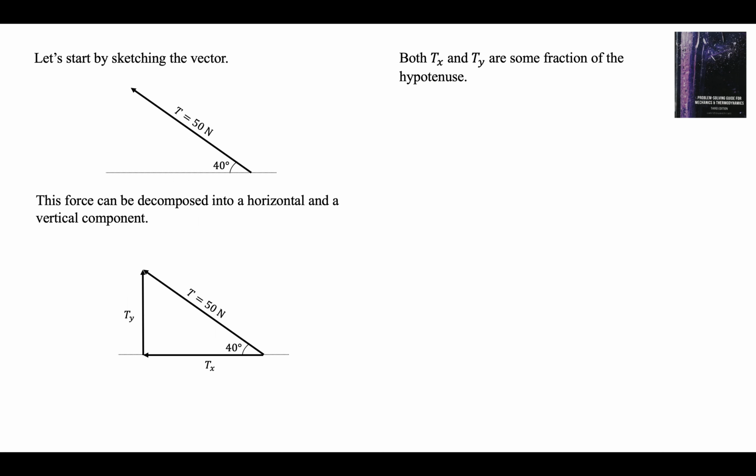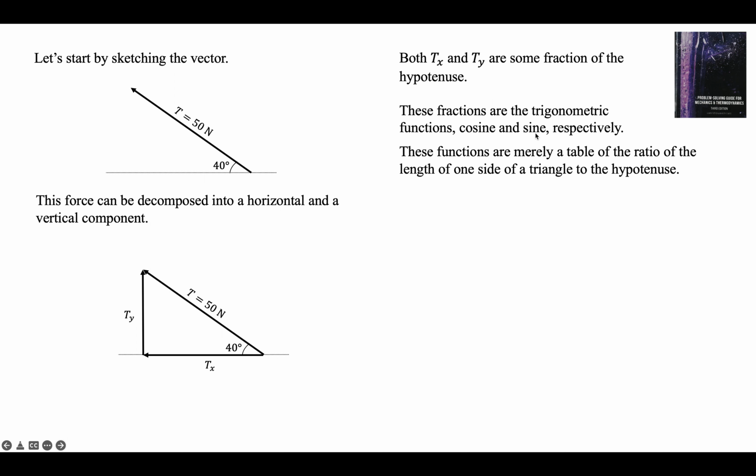Both of these are some fraction of the hypotenuse. The vector itself, whether it's a force, a velocity, a momentum, an electric field, that's the hypotenuse. The components are always smaller than the hypotenuse, or equal, never bigger. The fractions we want are the trigonometric functions, sine and cosine. Sine and cosine are fractions.